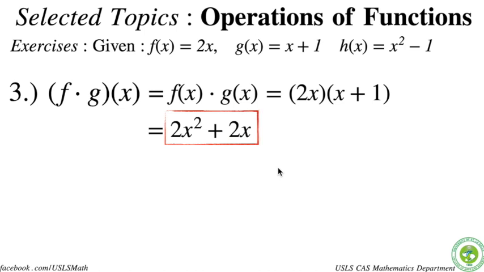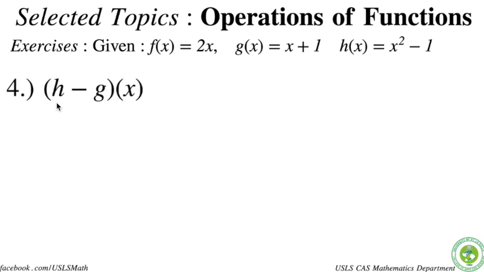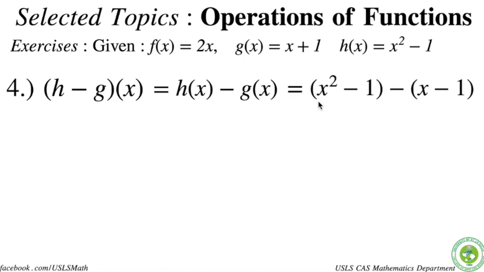Okay, that's number 3. Let's do number 4 now. Number 4, so we have h minus g of x. We have h now as x squared minus 1, g as x plus 1. So we're going to put a minus sign in between them. That will be h of x minus g of x. Substitute the values, and then what we'll have is this one. Again, in practice, it's better to put them in parentheses. So we have x squared minus 1, that's our h of x, minus our g of x, x plus 1, in parentheses.